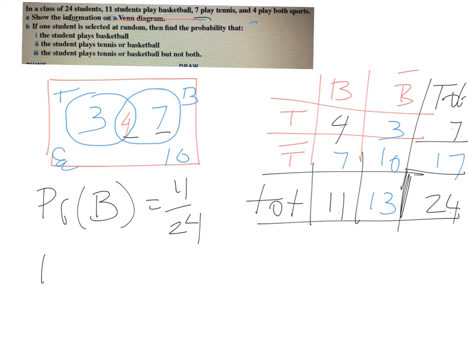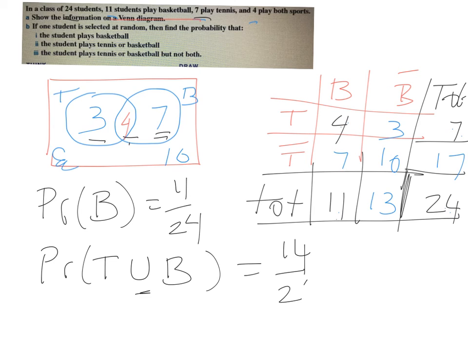Now we're looking for the probability that they play tennis or basketball. Notice we're using or, not union. So the probability they play tennis or basketball is 3 plus 7 plus 4 to make 14, out of 24, and then we can simplify it to 7 out of 12.